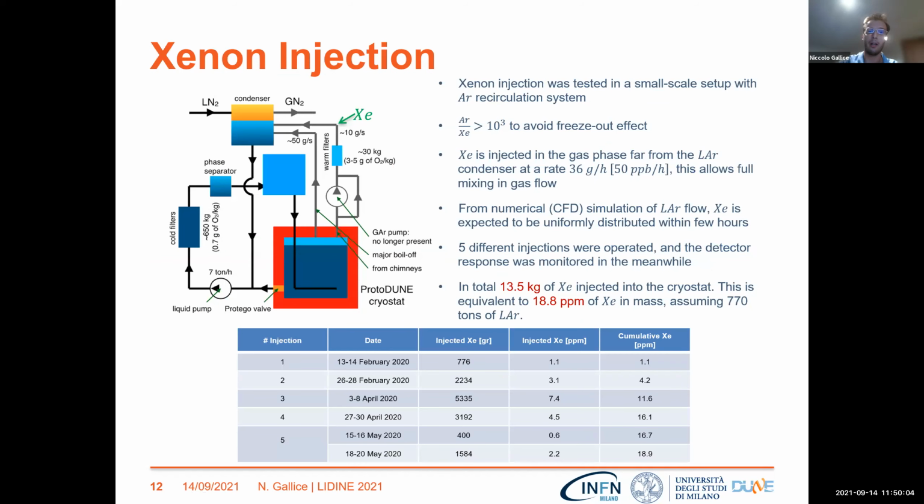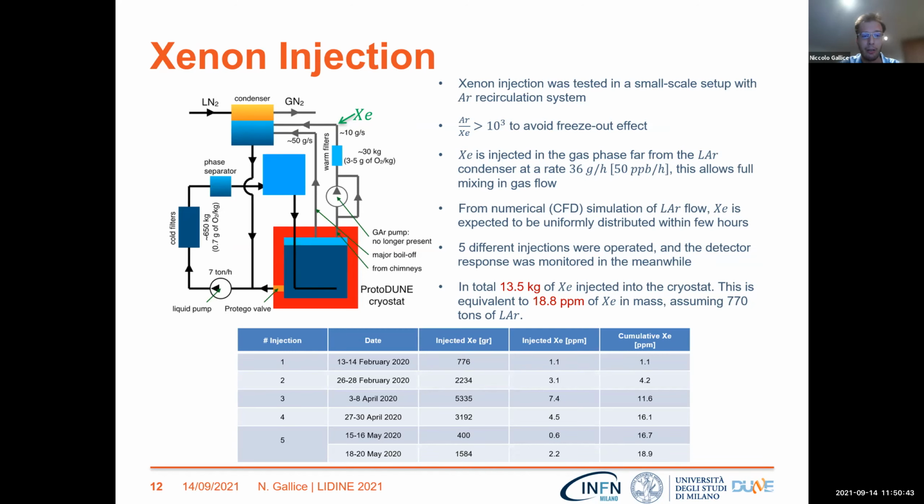To inject xenon, we performed a small-scale test with an argon recirculation system, and we showed that an argon-xenon ratio greater than 10⁻³ is needed to avoid the freeze-out effect. Xenon is injected in the gas phase far from the liquid argon condenser, at a rate of 36 grams per hour. And from numerical simulation of the liquid argon flow inside the detector, xenon is expected to be uniformly distributed within a few hours. We performed 5 different injections, and detector response was monitored in the meantime.